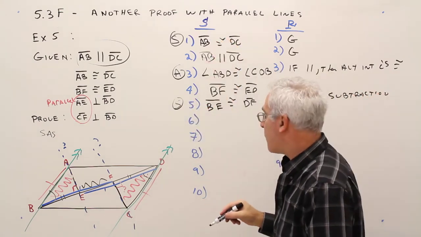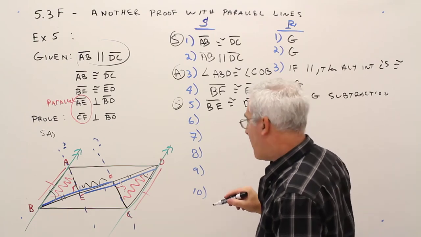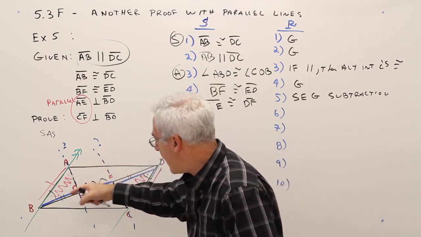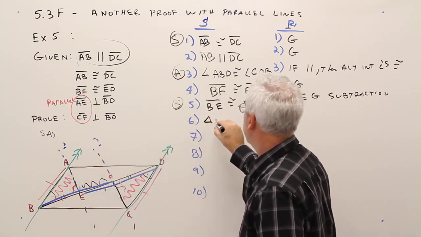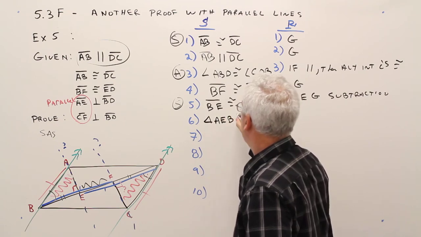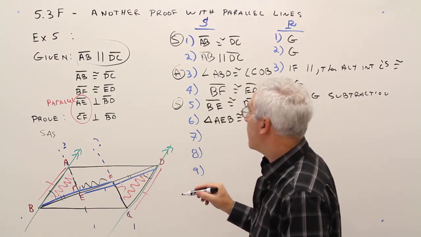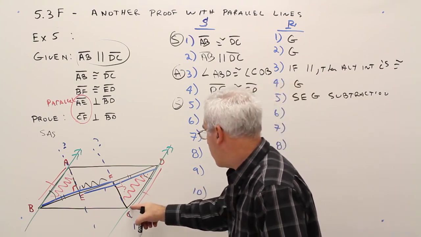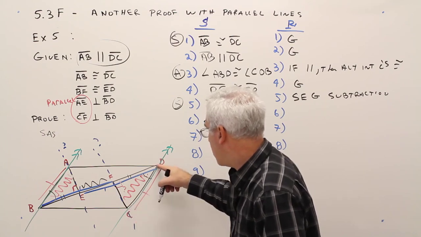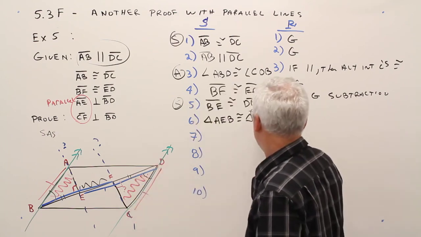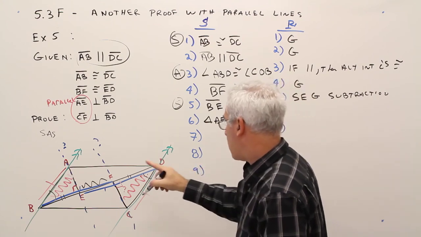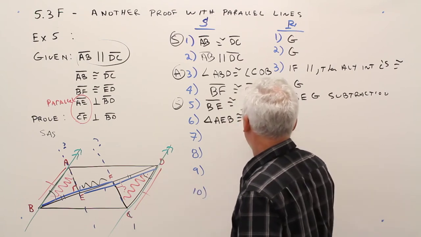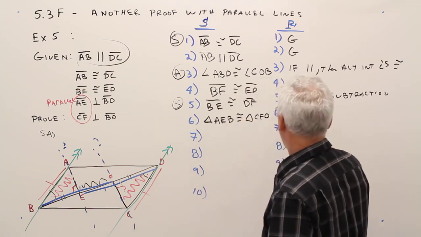Now the triangles by SAS. The angle that I care about is this one, so let's list triangle AEB. AEB is going to be congruent to triangle DFC. Let me just double check that. CFD, sorry about that. And that would be by SAS.